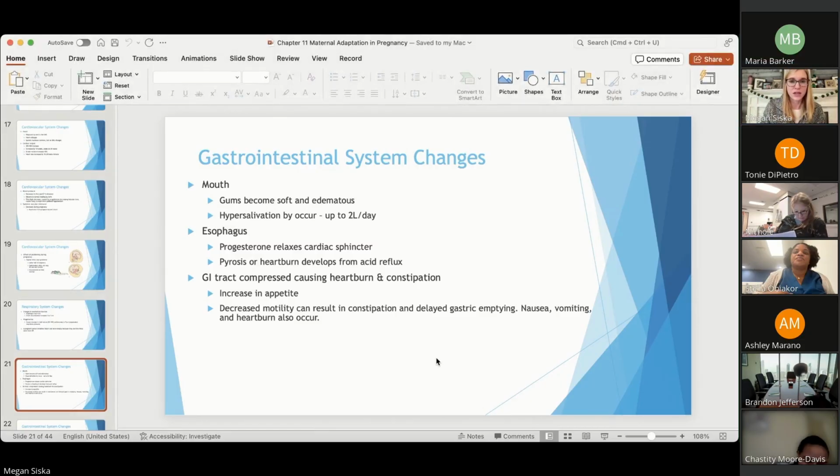In the esophagus, once again, that progesterone is relaxing everything, including the cardiac sphincter. The cardiac sphincter is what helps to keep your stomach acid in your stomach. So when it's relaxed, it opens up a little bit, and so you're more likely to have that stomach acid come up to the esophagus, and so you're going to have things like heartburn, indigestion, sour belly type of stuff. GI tract compression can also cause heartburn. Everything is pushed up, and then constipation. So things are just not moving like they normally do.